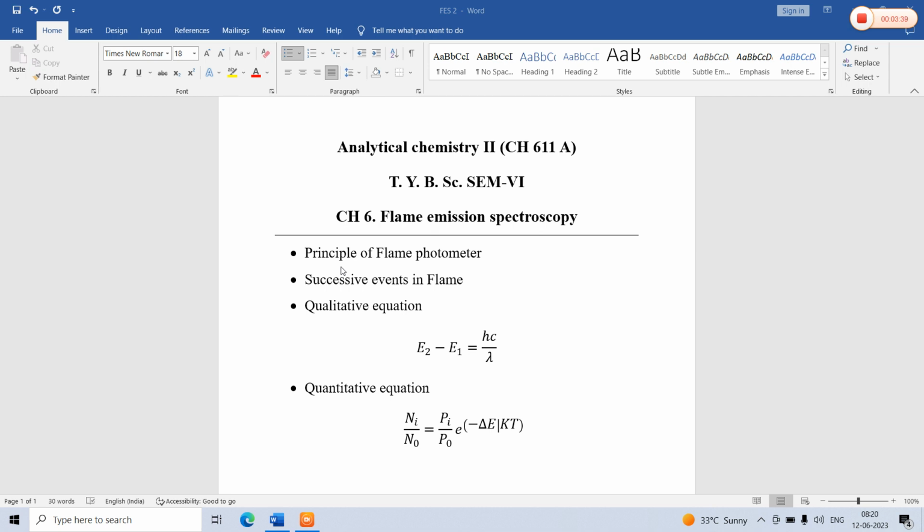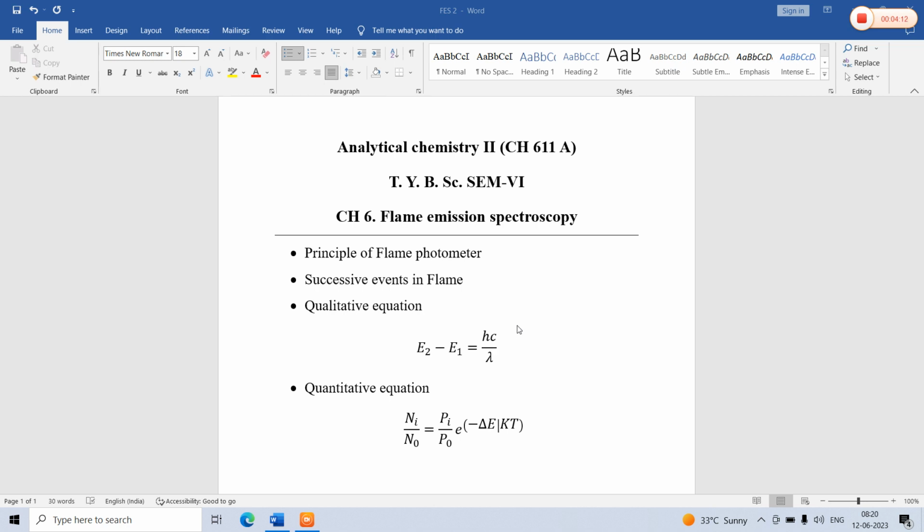Now the third point is the qualitative equation. Now this is the qualitative equation. With the help of it, we get the value of lambda, and this lambda is the deciding factor for the qualitative analysis, or we get the information about which element is present from this value of lambda.